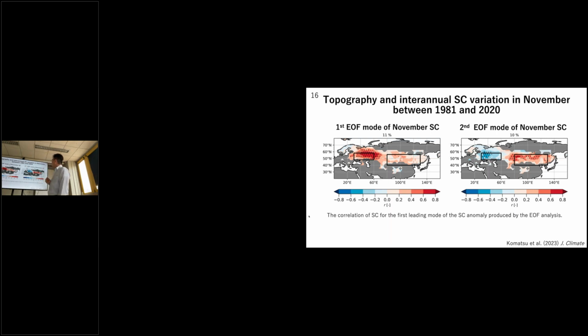November. We have two dominant modes. Actually, the explained variances are similar, 11% and 10%. So we have two modes: one has a peak in the western part of Eurasia, and the second one is a dipole pattern. Previous studies claimed that this dipole pattern causes some atmospheric circulations, but we want to test this hypothesis.